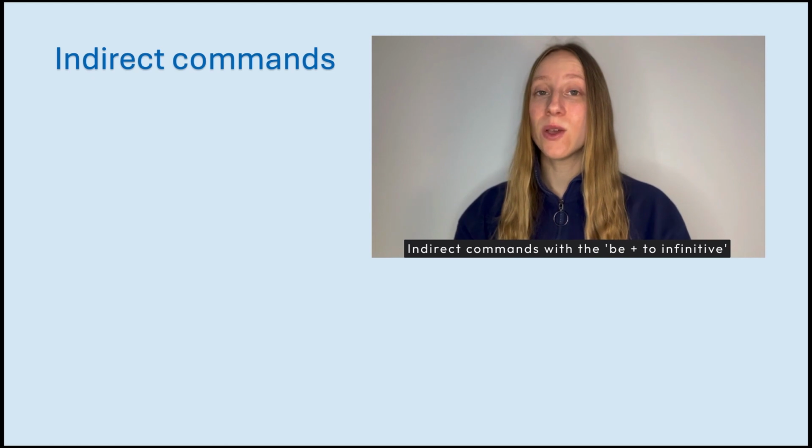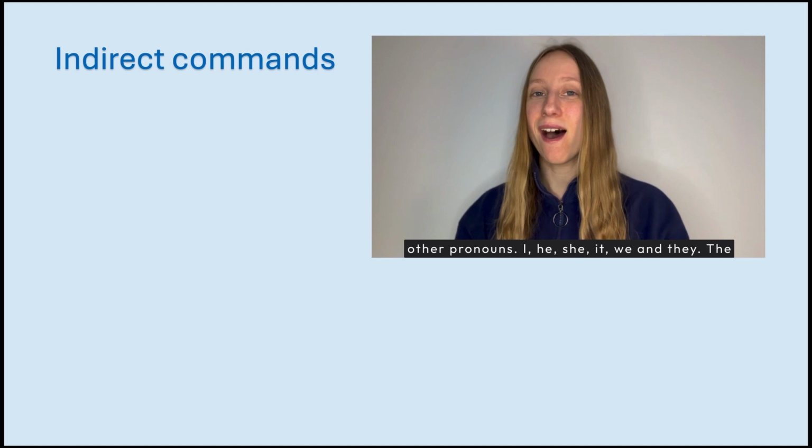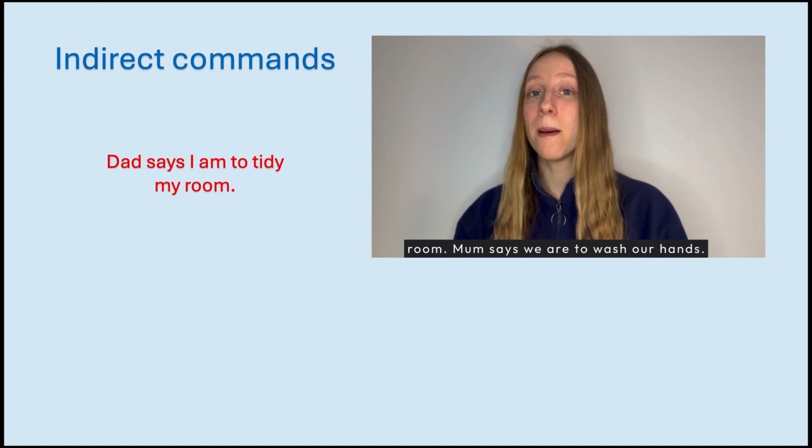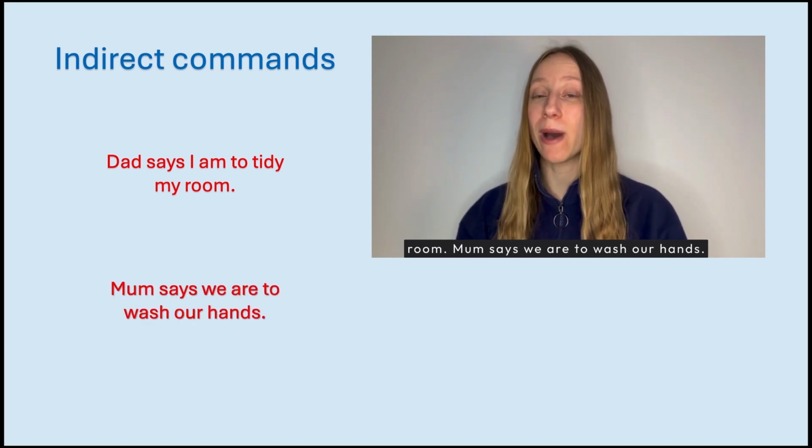Indirect commands with the be plus to infinitive structure can be demonstrated by using the other pronouns: I, he, she, it, we, and they. The same rule applies regarding being a familiar figure of authority. Dad says I am to tidy my room. Mum says we are to wash our hands.